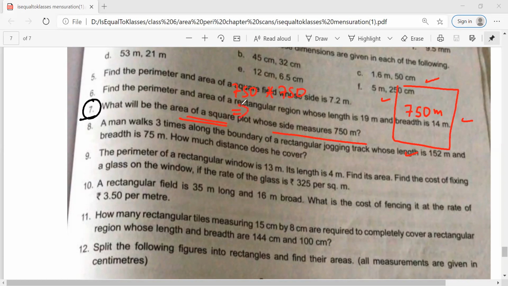Mr. Sarthak, is it okay? Yes, sir. The answer that you have got is 75 into 75 is 562500 meter square. Mr. Satya, is it okay? Yes, sir. Sarthak, the same answer you have got? Yes, sir. Great. Good. Question number 8.